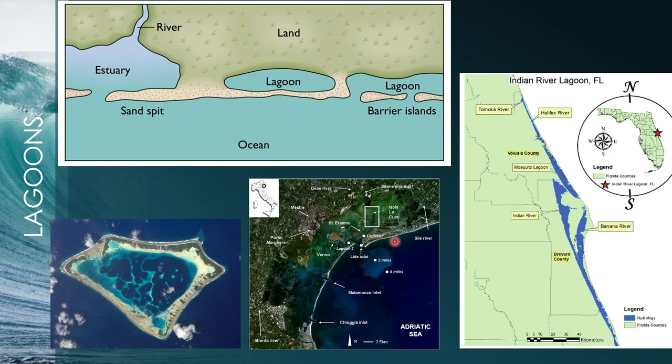And then an example closer to home, we have the Indian River Lagoon. So this is Florida here, and it's right about here. It's near Cape Canaveral. So this is cut off from the ocean, has barrier islands, but there's no river running down into it. So this is considered a lagoon.